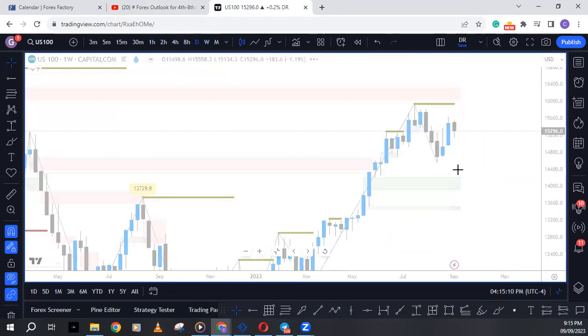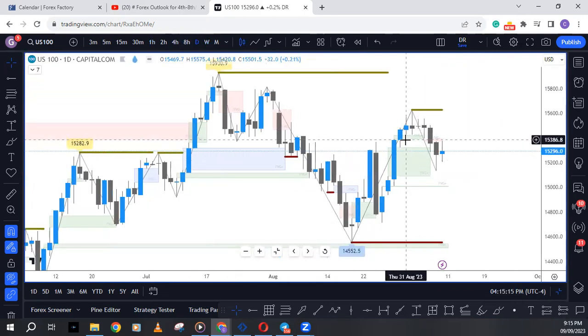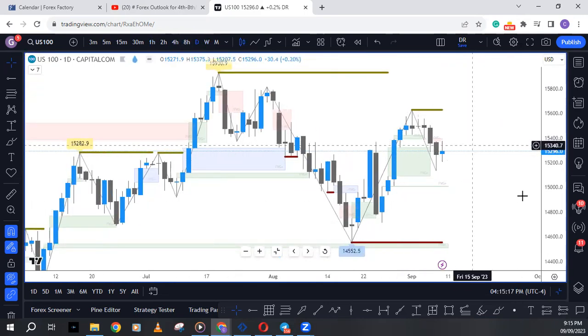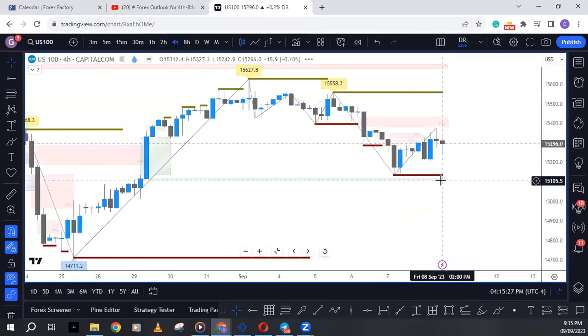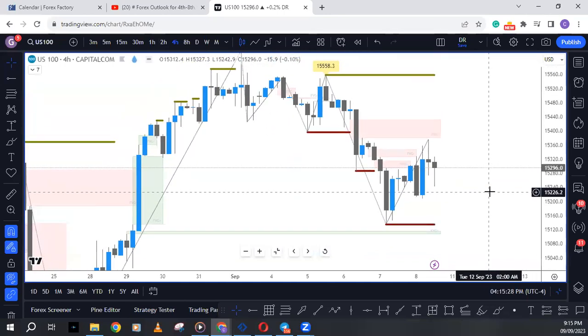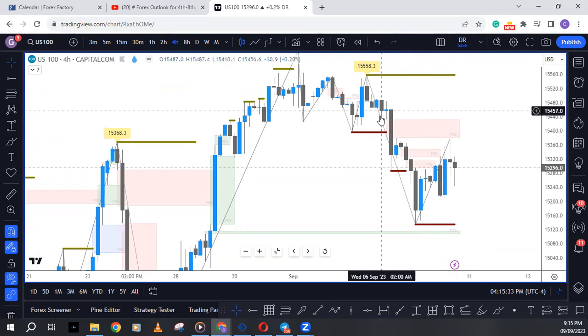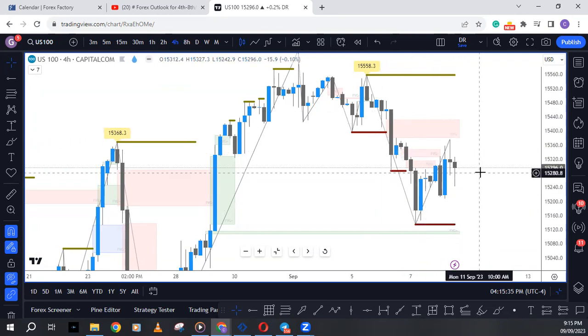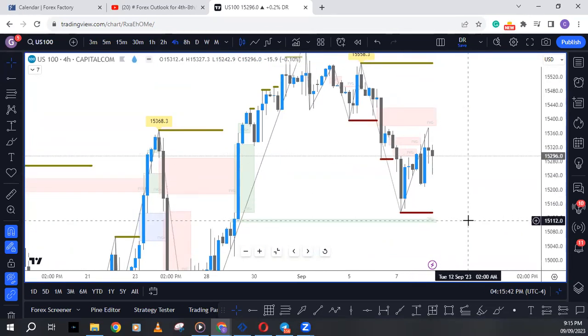If we drop to the daily time frame, price has already gone below this fair value gap here, and there's already another fair value gap. Price went deep into this fair value gap and bounced. If we drop down to the 4-hour time frame, we can see that order flow on this pair is now to the downside. Order flow on the US 100 is to the downside. So this week, what are we probably going to be expecting? We're probably going to be expecting lower prices.